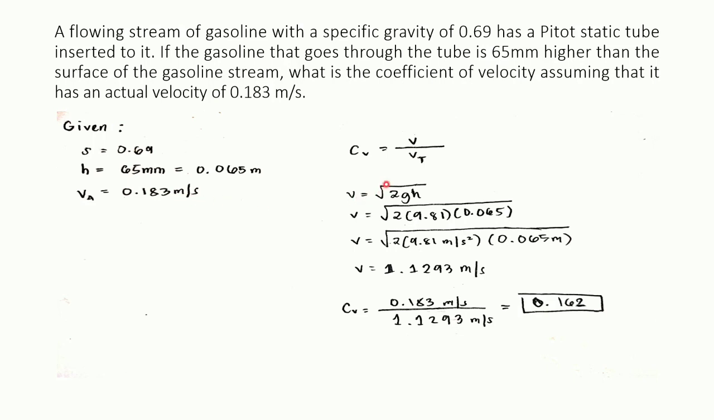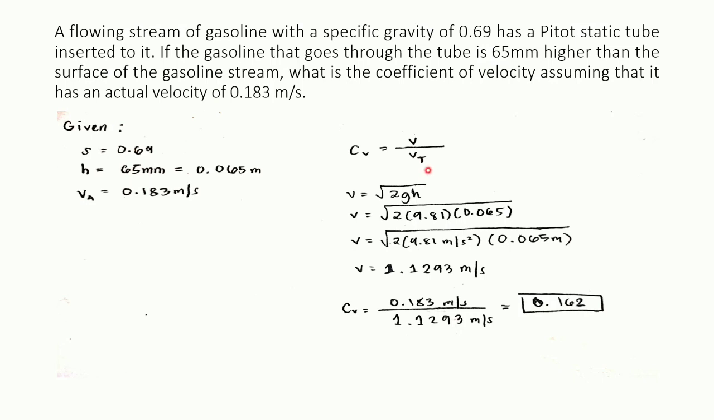So for determining the value of the coefficient of velocity, the coefficient of velocity is equal to the actual velocity over the theoretical velocity. And since we already have the actual velocity, we are just going to solve for the theoretical velocity. To solve for theoretical velocity, we have this formula. This formula is derived from the energy equation, where there is a stagnation point. At that stagnation point, the velocity is gradually retarded to zero.